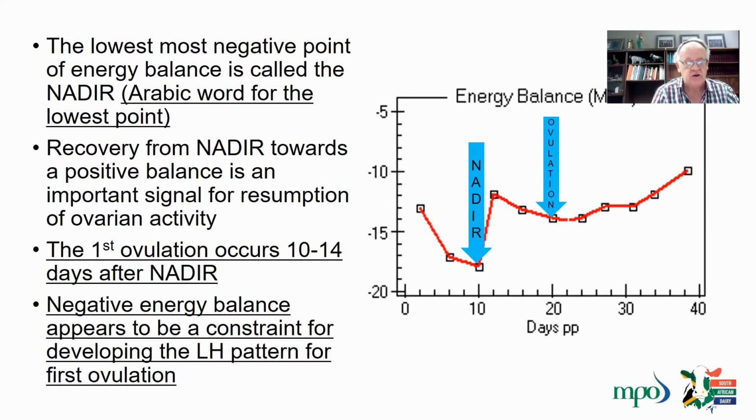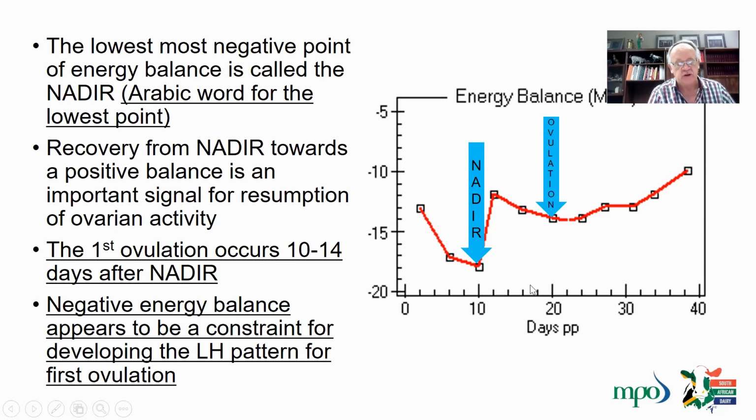If you look at the next slide here, the nadir, as I said earlier, is an Arabic word for the lowest point. So if that lowest point is 10 days after calving, this cow's first heat will be 10 to 14 days later. If that lowest point is only at 50 days, then 10 to 14 days later, day 60, day 70, the cow will come on heat the first time. So it's very important to get this cow, when it's at its lowest point with a negative energy balance, and get her into the positive side of things here.